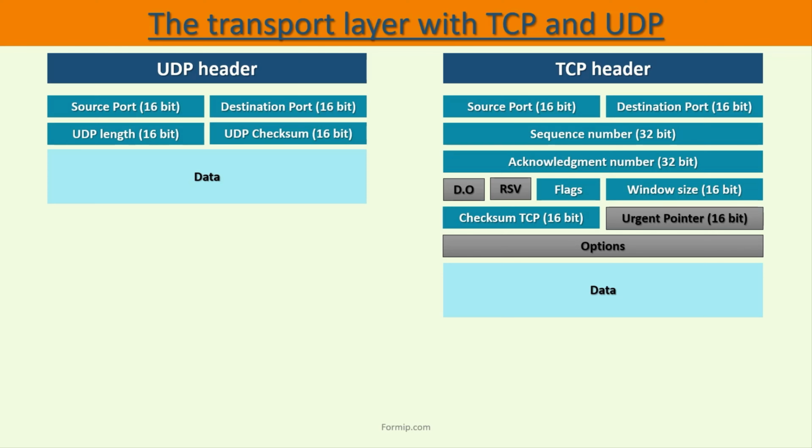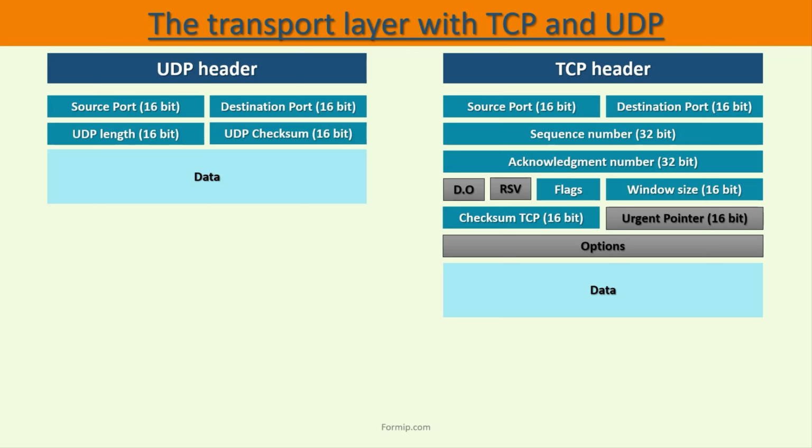As for UDP, there are fields for source and destination ports. These are always used to determine the type of application. There's also a field for length and checksum. But that's all. UDP headers have only 4 fields.